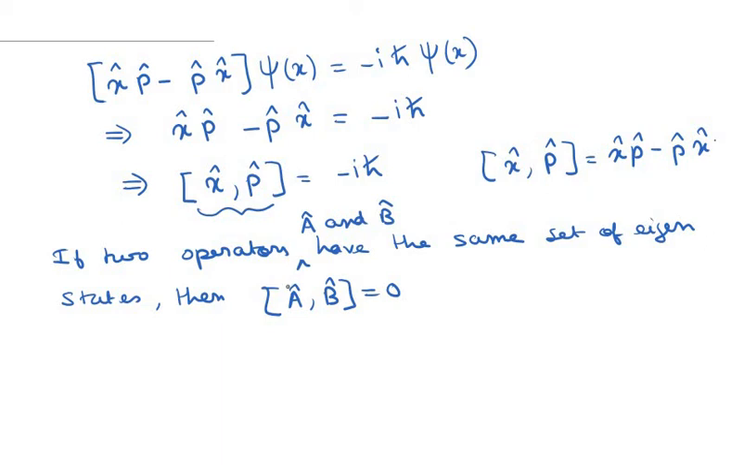Okay. Now what this relation here proves is that this x operator and p operator do not have the same set of eigenstates. Now this is a bit complicated to prove, that two operators have the same set of eigenstates if this A operator and B operator are commuting. Okay, commuting means that their commutator is basically 0. But let me give you a very simple and easy explanation.